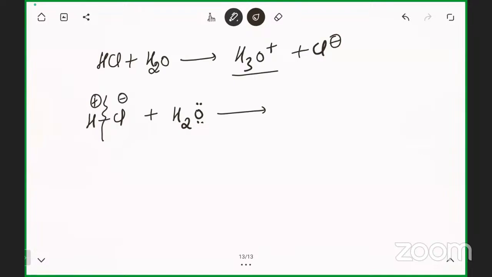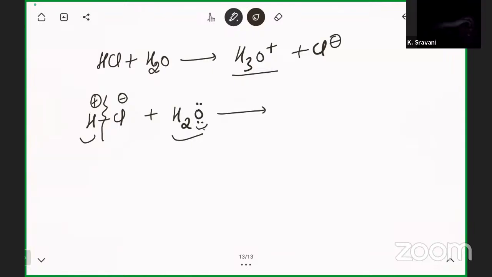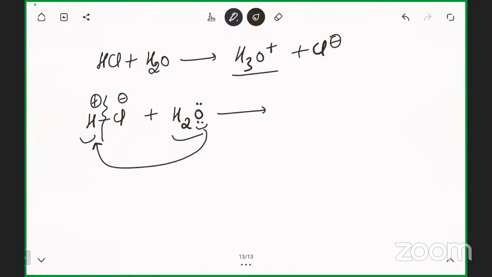Now you can directly see a water molecule has two lone pairs. And the HCl molecule I again break into H positive and Cl negative. Now, which one is electron rich and which one is electron deficient? H2O is the electron rich species, and the electron deficient species is H positive. So now what will happen? This H2O molecule donates one lone pair to the hydrogen, and now they form H3O positive. So H3O positive is again one example of a coordinate bond.